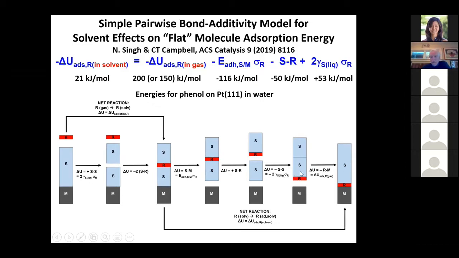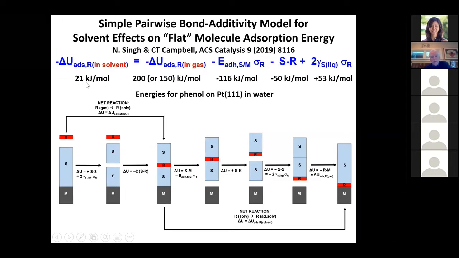And then finally, we take this face of the water that has phenol on it, the bottom of it, and we bind it down to the metal. And within this approximation, we would say that the binding energy between the phenol molecule and the platinum is about the same as it is when you adsorb phenol from the gas phase. So we can go through those numbers, and the adsorption energy from the gas phase is about 200 or 150 kilojoules per mole, depending on the coverage.